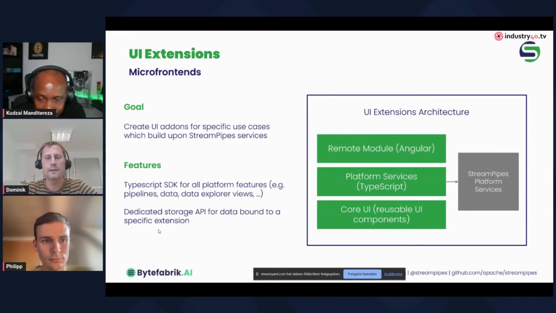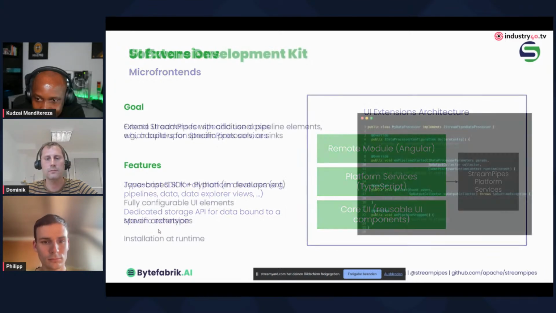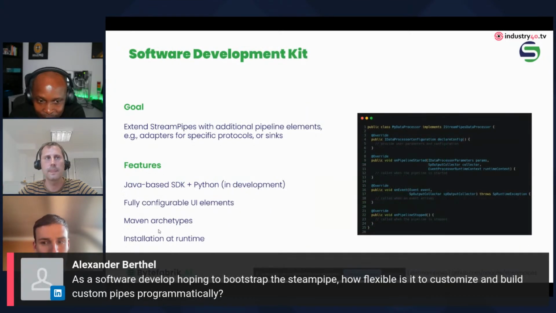Sorry, Dominik. Maybe before you proceed with that, we've got another question here. I'm not sure if you've already answered this one from the previous slides, but the question goes: as a software developer hoping to bootstrap Streampipes, how flexible is it to customize and build custom pipes programmatically?